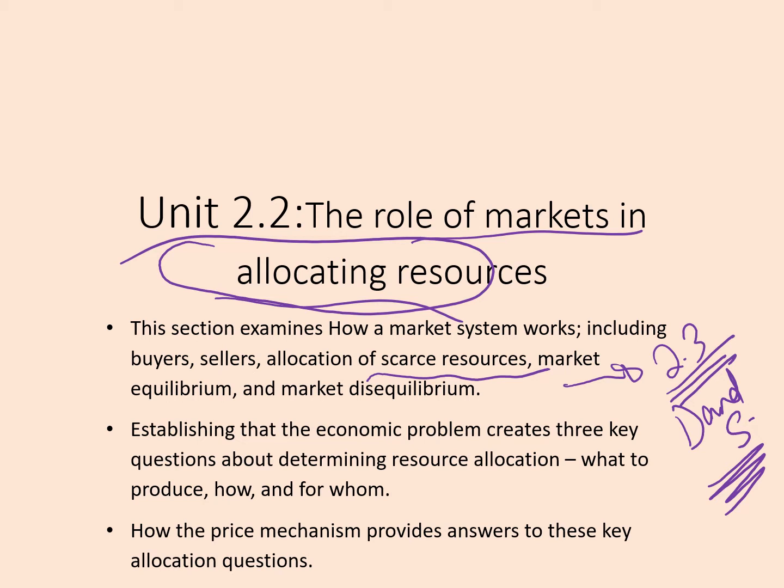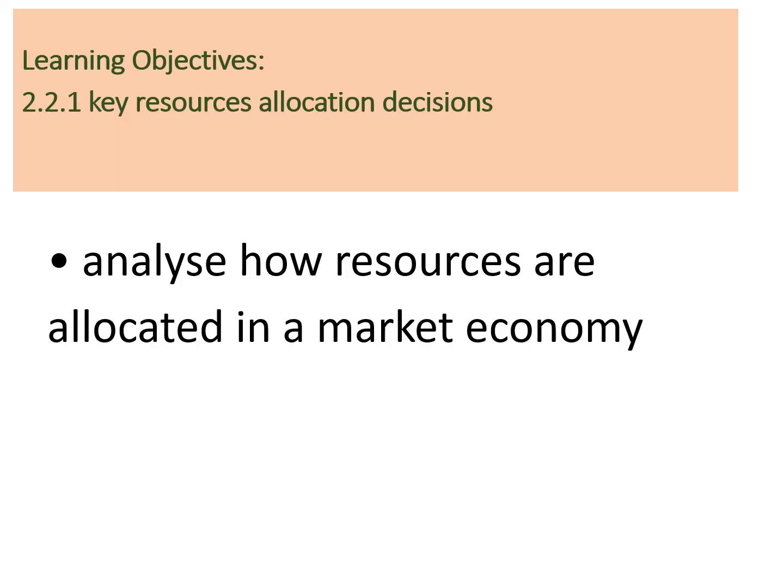Also, we will learn three main questions regarding resource allocation, and it would be what to produce, how to produce, and for whom to produce. Also, we will define what price mechanism is and in what economic system this price mechanism is used. So our objective now would be to analyze how resources are allocated in a market economy.